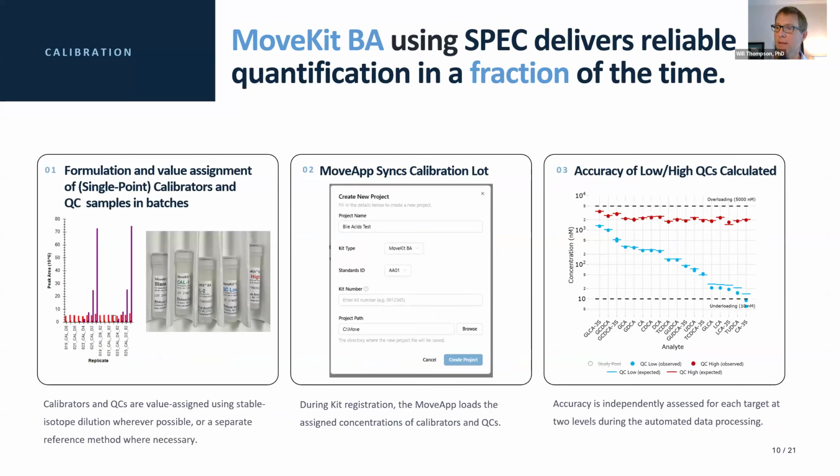Then in the application of these QCs, on the right-hand side, you can see that the accuracy is independently assessed. The lines are essentially where the values are supposed to be, and in this QC plot, we provide the values as measured, so you can see if anything went wrong with the calibration during the system.